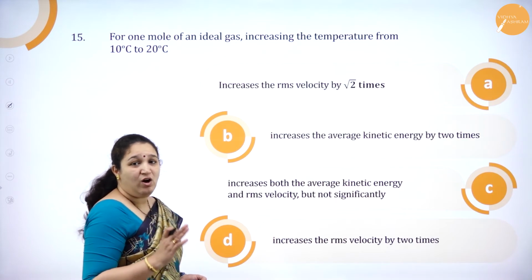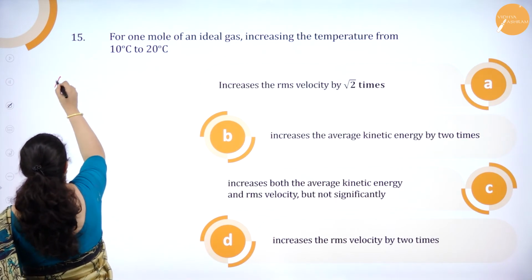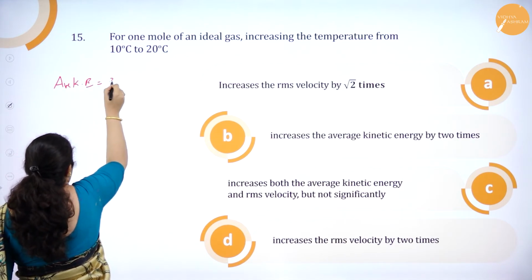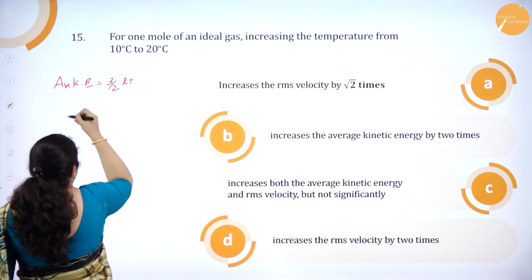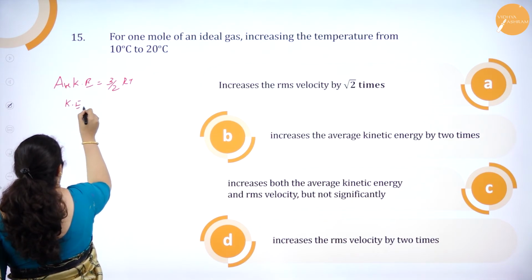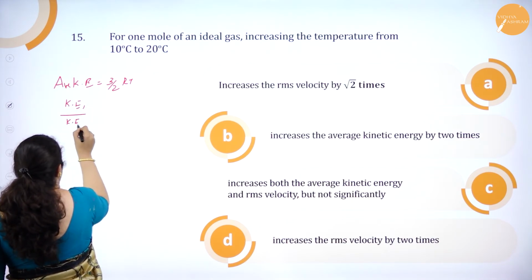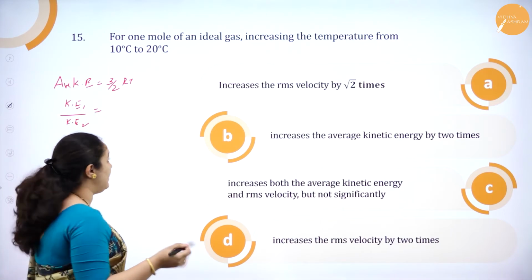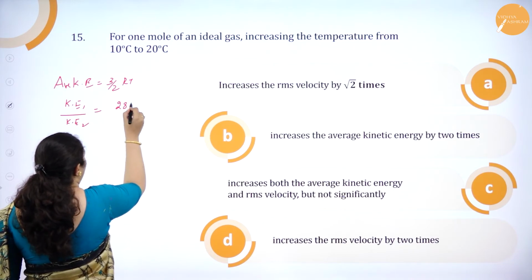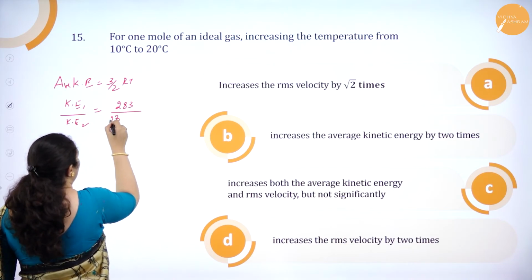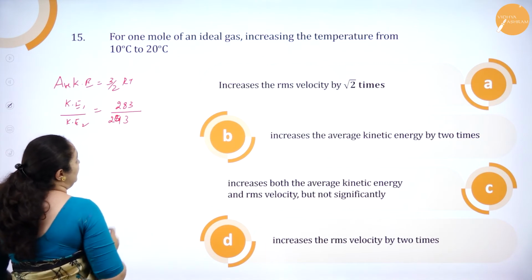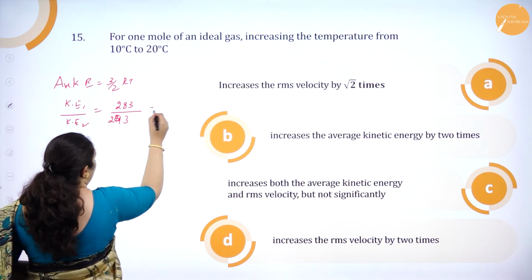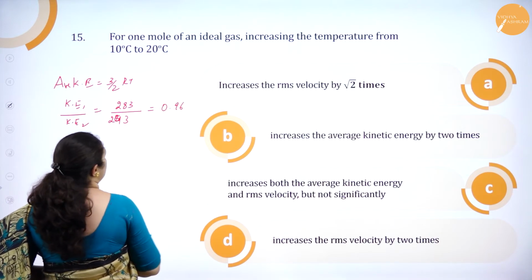So, the formula of average kinetic energy is 3 by 2 RT. I'll take it as kinetic energy 1 and kinetic energy 2. 3 by 2 and 3 by 2 will get cancelled. R and R get cancelled. The temperatures are 283 Kelvin and 293 Kelvin; that is 10 degrees Celsius and 20 degrees Celsius converted. So, if I calculate this, I'll get 0.96.